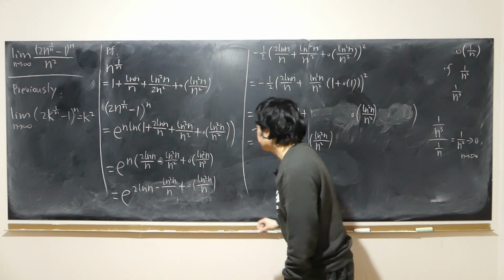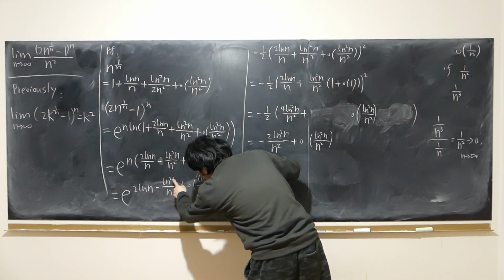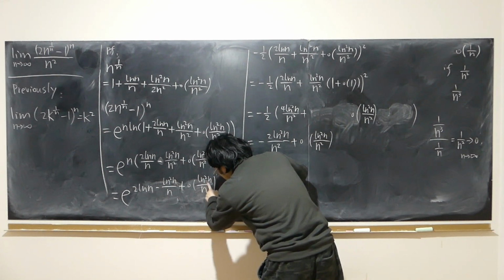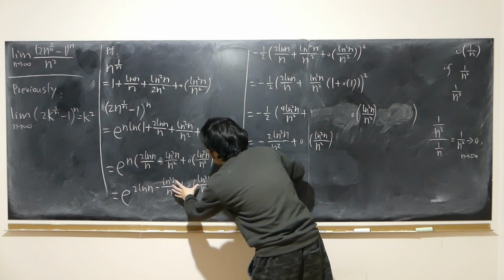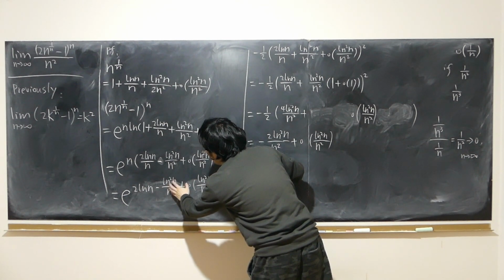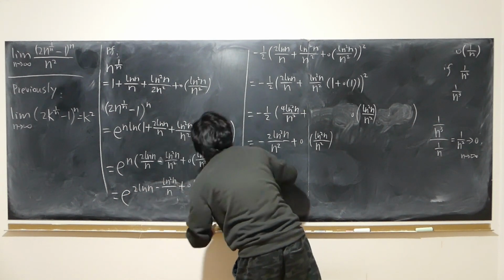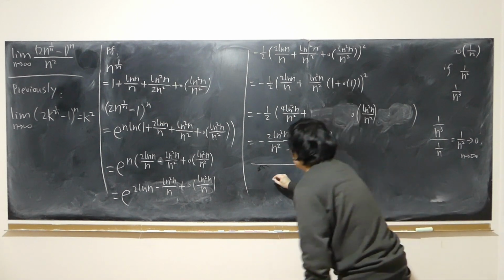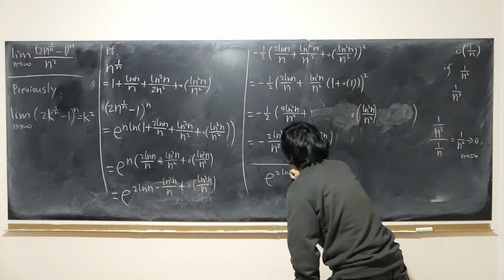We have this. Notice that this term approaches 0, obviously, right? This term also approaches 0. So just ignore them, right? So they just become e to the power of 0 times e to the power of 0. It just becomes 1, right? Just focus on this guy. We just have to work out e to the power of twice of log n, right?